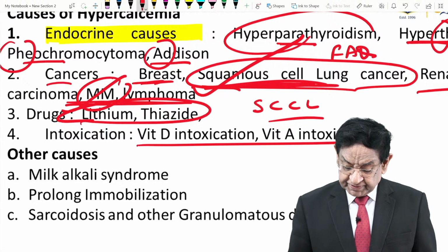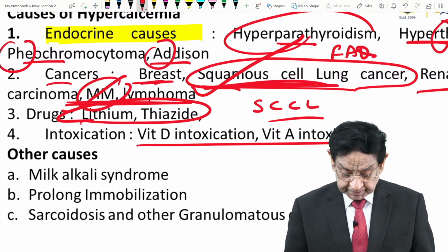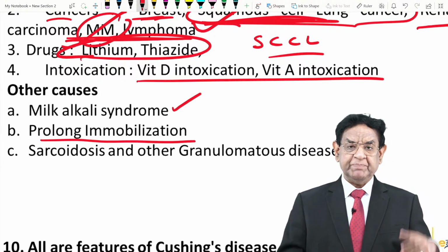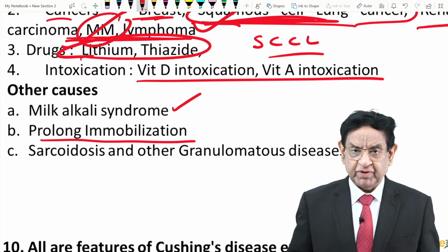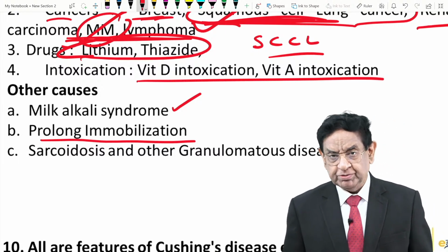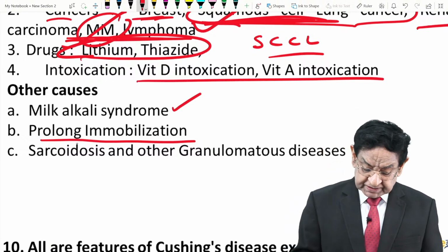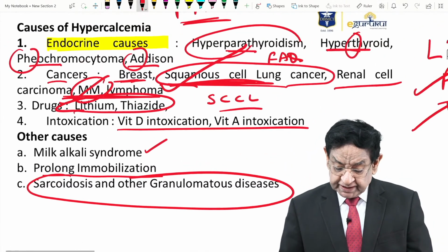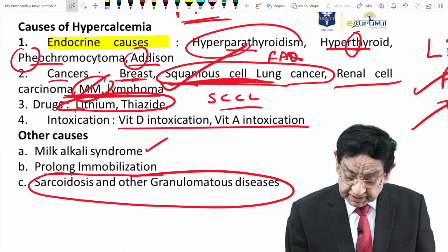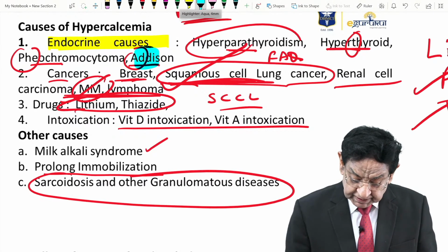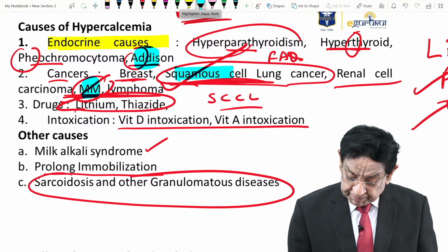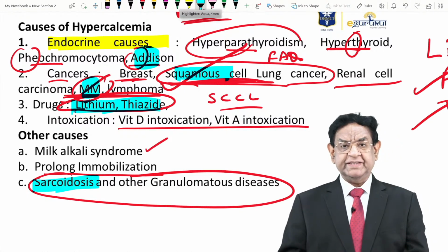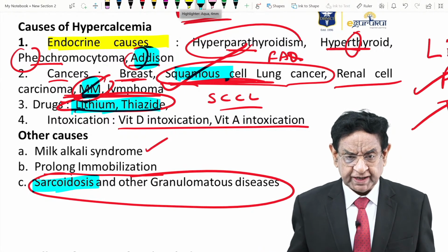Vitamin D intoxication, vitamin A intoxication, simple. Milk alkali syndrome, prolonged immobilization: a person lying on the bed for a very, very long time, for weeks, months together, can lead to hypercalcemia. But out of these, sarcoidosis is a very, very important question, a rank number 1 question. So friends, if I have to talk about rank number 1 questions, these are squamous cell, thiazide, lithium and sarcoidosis. Don't forget these. Others you forget, I don't mind, but don't forget these.